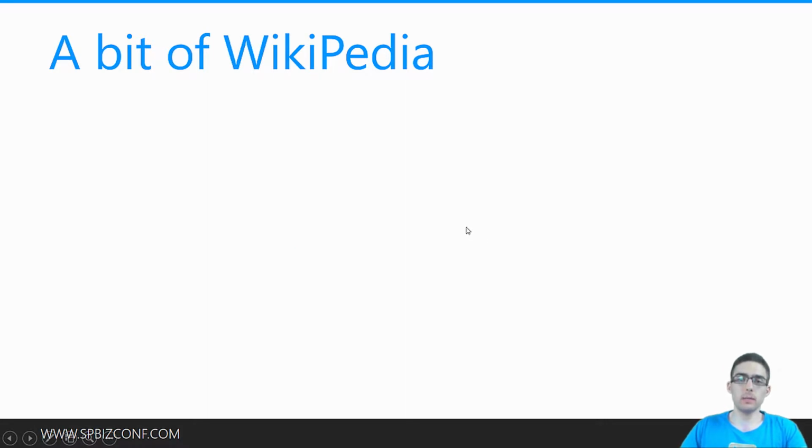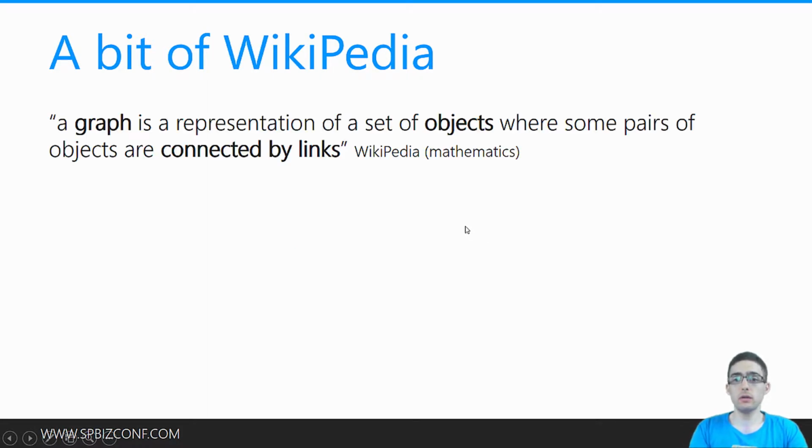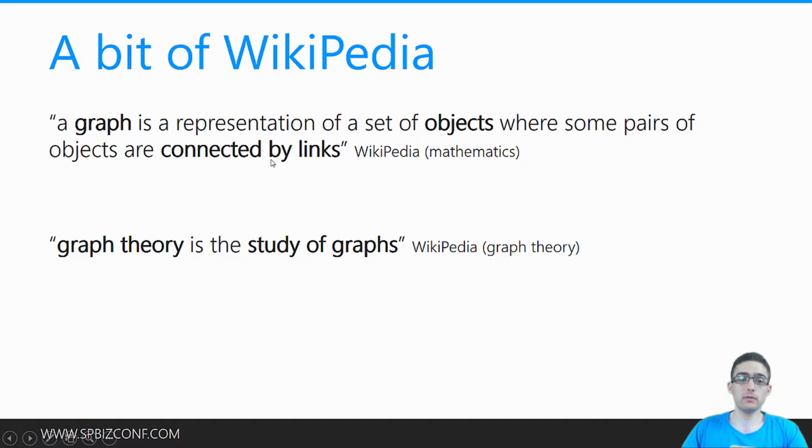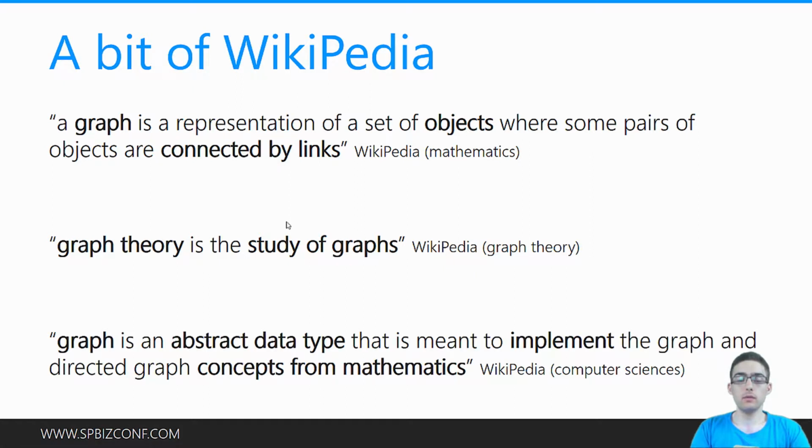So first, let's begin with Wikipedia. What's a graph? A graph is a representation of a set of objects where some pairs of objects are connected by links. Thanks Wikipedia, that's a very generic definition. Again, graph theory is the study of graphs. If we look at the application for computer science, the graph is simply a data type, a data model designed to implement the graph theory from mathematics. That's simply a concept we took from mathematics and used in computer science to do things with it.